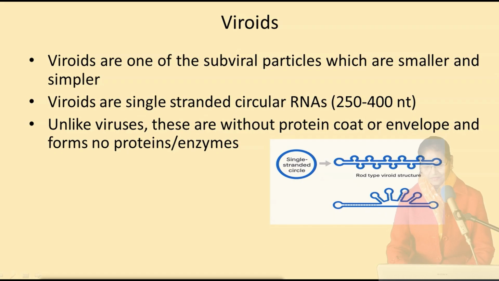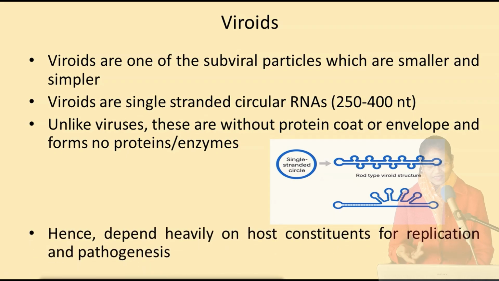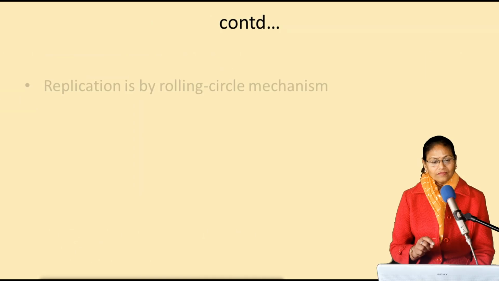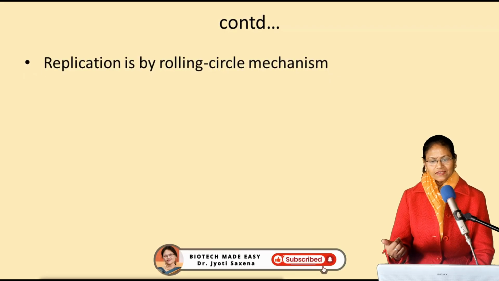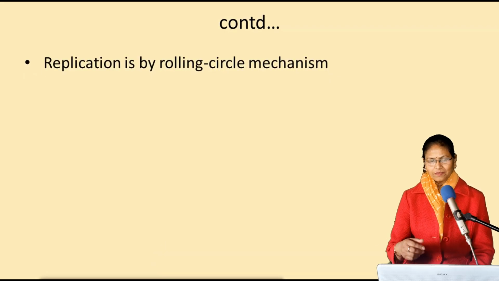Hence, they depend heavily on host constituents for replication and pathogenesis, because it doesn't have anything, just the single-stranded RNA which has infolded. So if it has to be replicated, then it has to get all the components from the host. So very heavily it depends on the host constituents for replication and also for infection. Replication is by the rolling circle mechanism. This is one of the mechanisms of replication, and it is found in viroids.